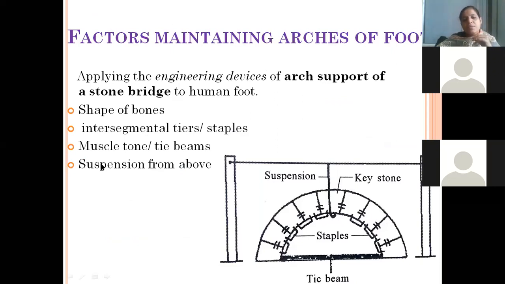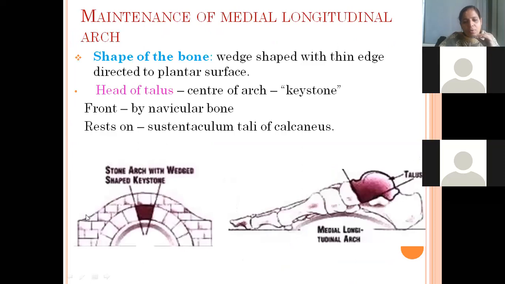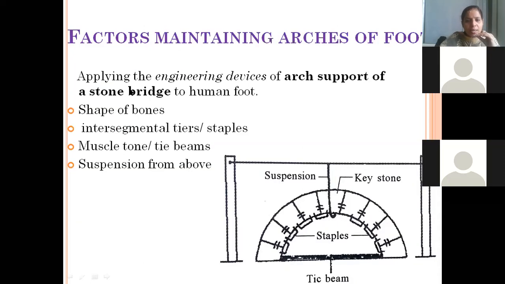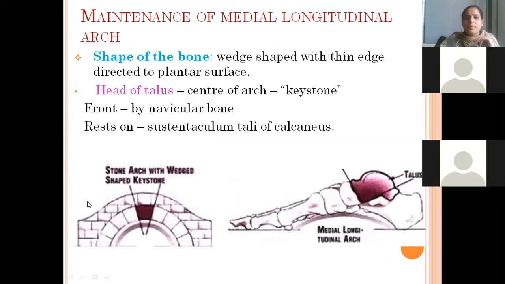So the other factors in the sole, we have seen four layers of muscles, which act as tie beams. We will see what tie beams are. That means they will hold the bones in position, and there are also tendons and ligaments. They are suspending the bones from above. So all these factors are acting as bridge stones, maintaining the arches of the foot.